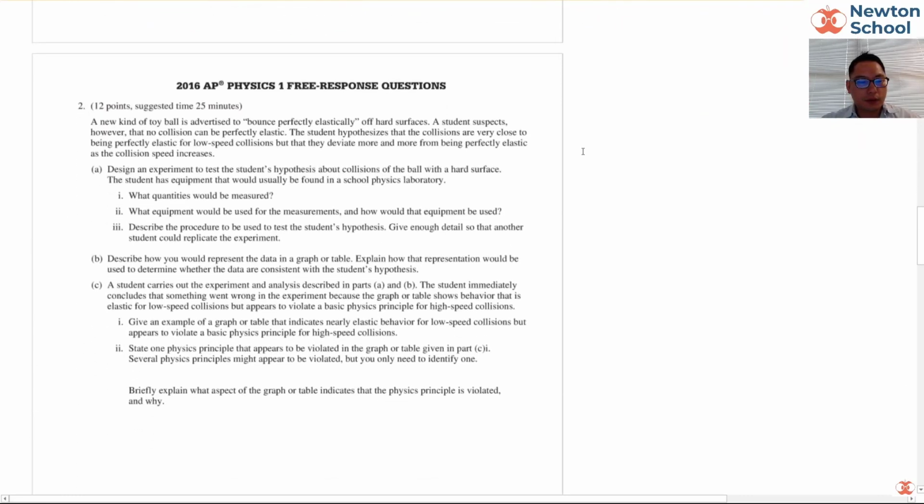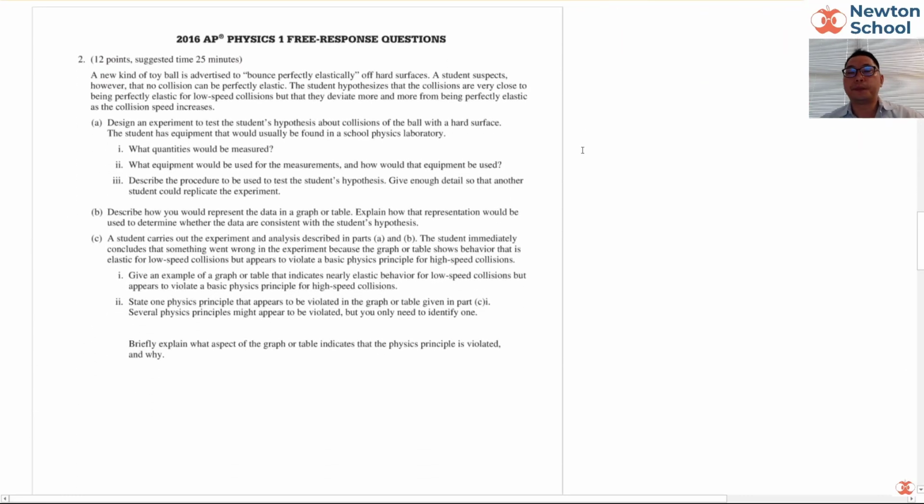Let's move to number 2. A new kind of toy ball advertises that it bounces perfectly elastically. Okay, first of all, I don't think it's possible to have a perfectly elastic collision unless it's an ideal case. Maybe in an ideal gas world it's perfectly elastic. Right? But the ball bounces off a hard surface, and students suspect, however, that no collision can be perfectly elastic.